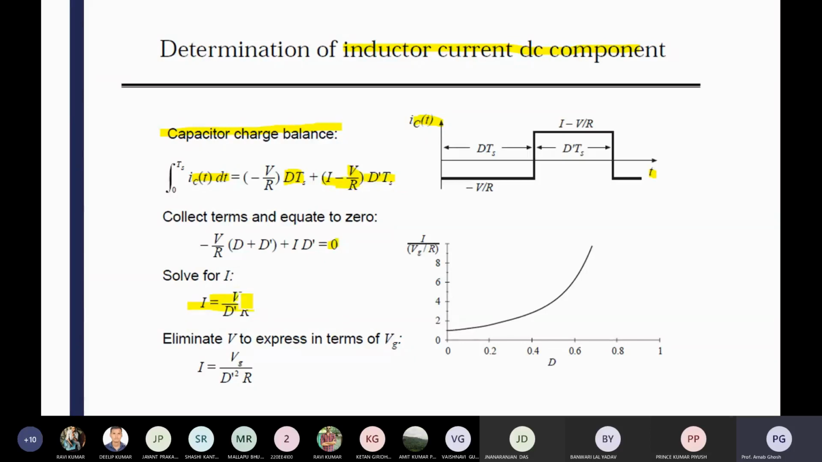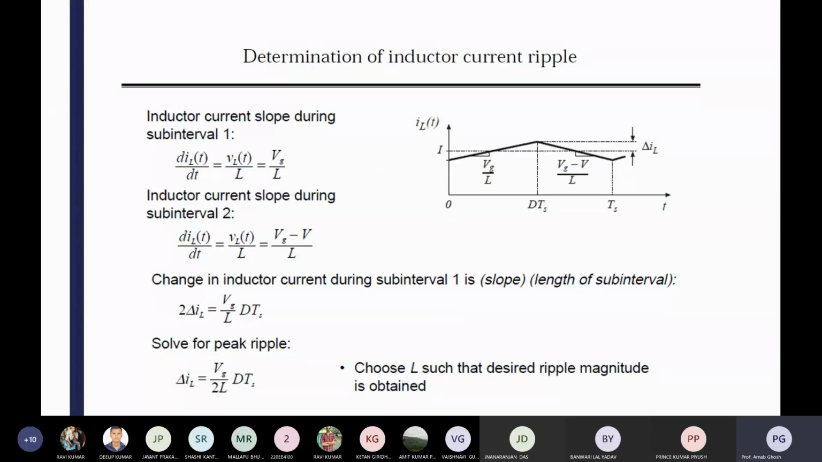So how much is that value? I equals V by d dash into R. So I equals Vg by d dash squared into R. So it looks like a kind of parabolic in nature. Okay, so you can change that d dash to 1 minus d. Again d will be 0, so d is 0 means it will be Vg by R. So one constant value we are getting over here. And when d equals 1, it is infinite, a very high value. Looks like that. So with increasing duty ratio, you are getting that waveform.